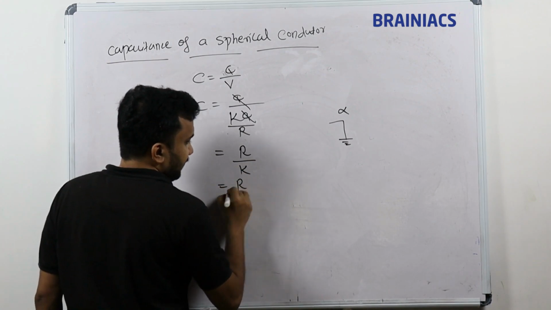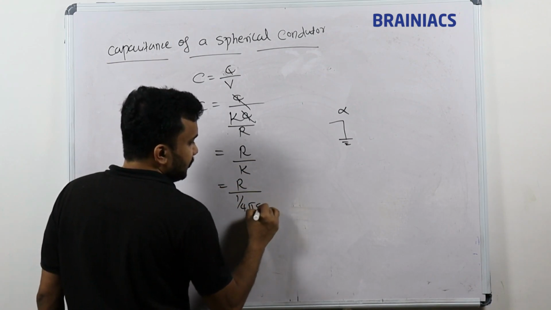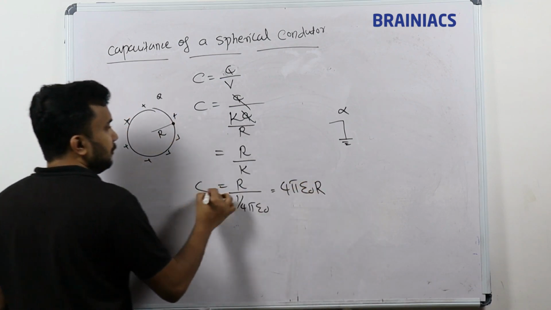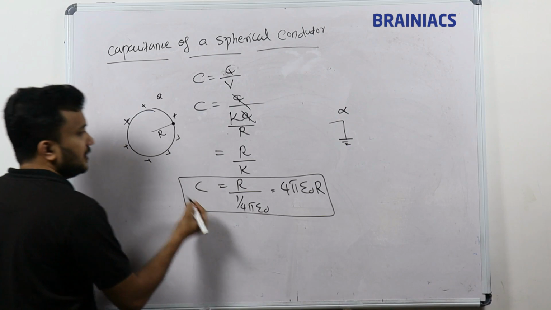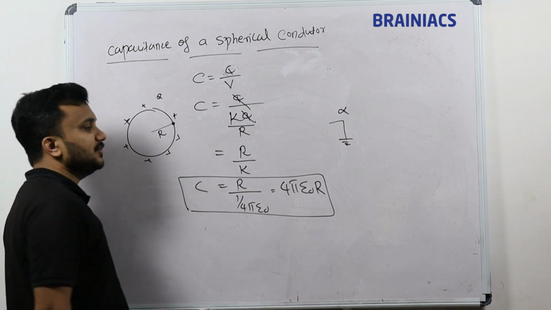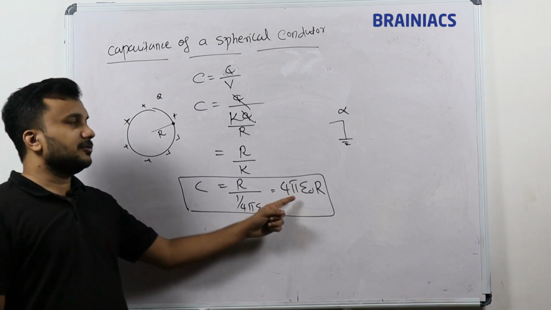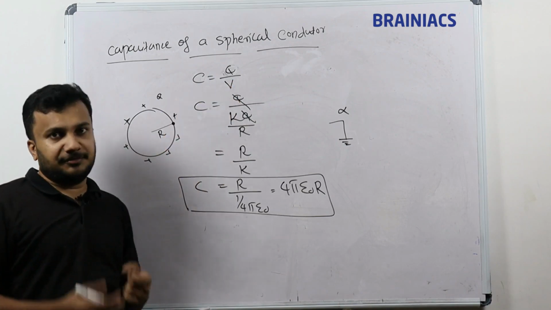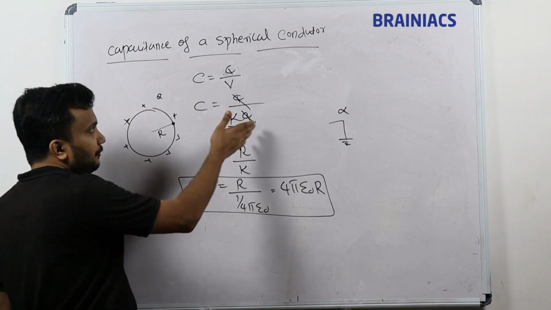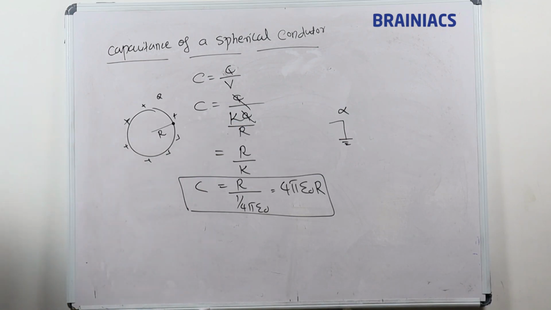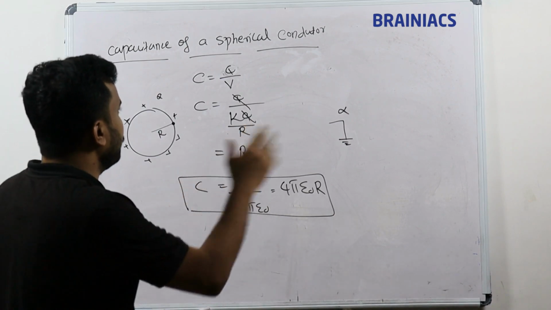What is K? K is 1 by 4 pi epsilon 0. Once you simplify, we get 4 pi epsilon 0 times R. This is the value of the spherical capacitor. So the capacitance C is equal to 4 pi epsilon 0 R. This is a direct equation. We learned C is equal to Q by V, we know the value of V, and we substitute it and solve. This is what we are doing in these steps.